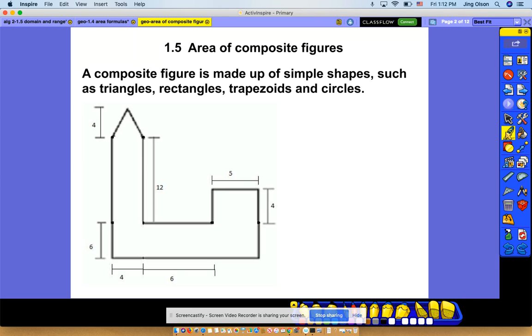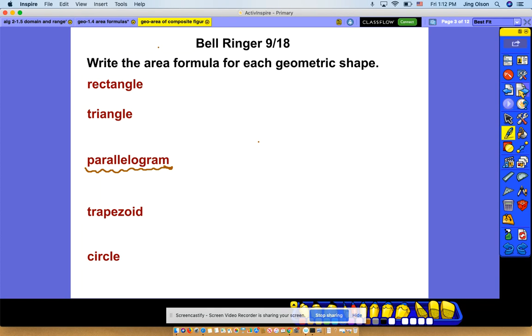This will be an example of a composite figure. If you want to, you can break this one into a triangle and rectangles. Okay, 3 rectangles, 1 triangle. This is called a composite figure. Okay, let's go ahead and add one more into our list.